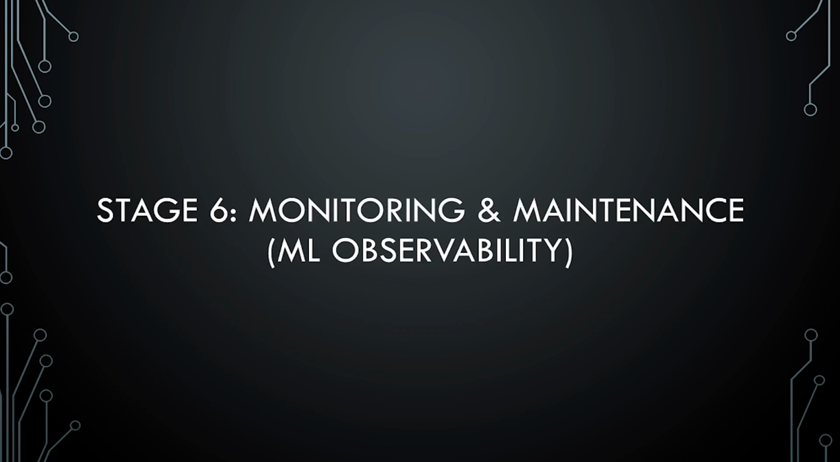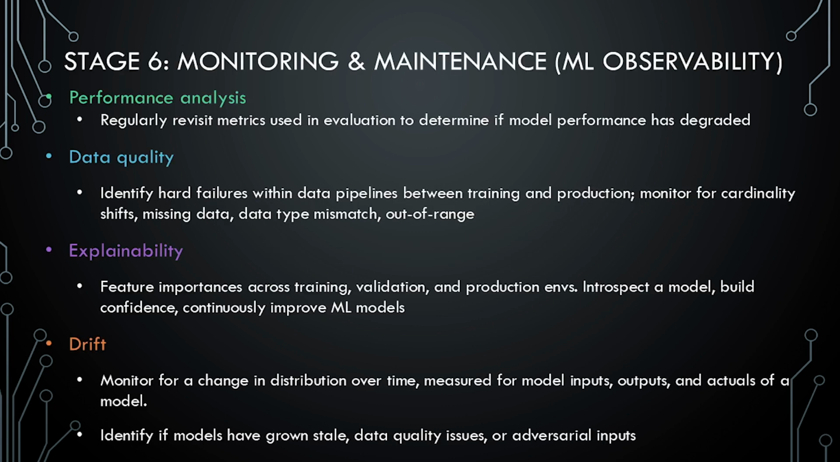Next up is monitoring and maintenance. This is our observability stage. For performing maintenance, we need to make sure that we're regularly revisiting the metrics that we used in evaluation to determine if our model performance has degraded. If our initial training metrics were accuracy, precision, recall, and F1, and our metrics looked great when we were training, it's important to be able to tell if accuracy, precision, recall, and F1 continue to look good as our model continues to operate. If those metrics gradually decline over the course of weeks or months, we need to make sure that we can detect that decline and correct our model drift.